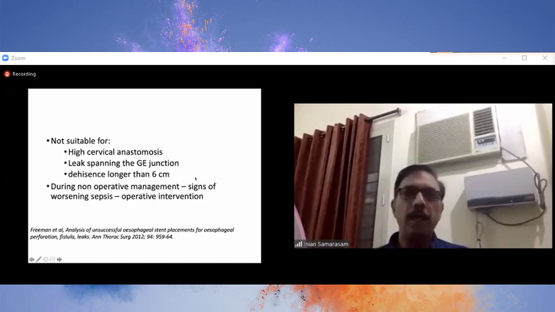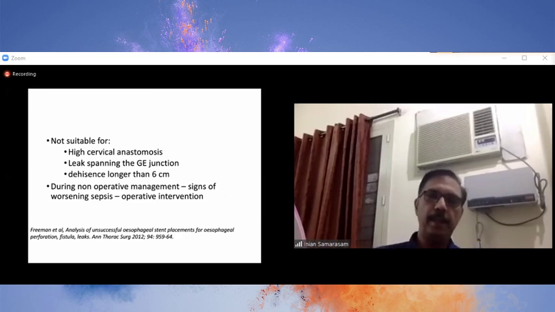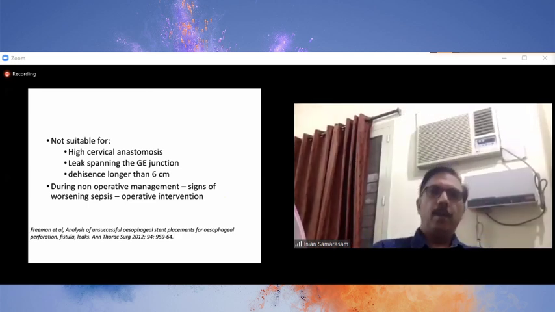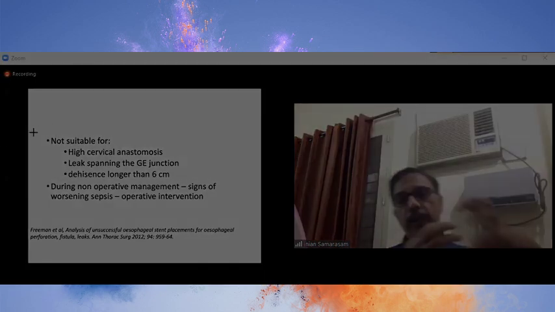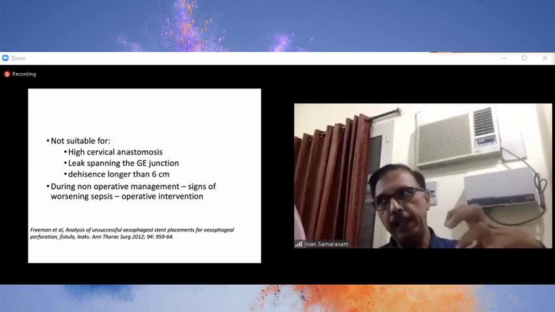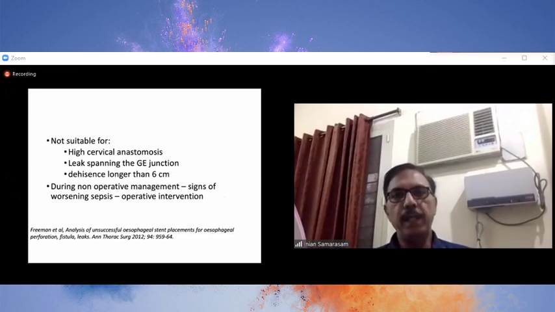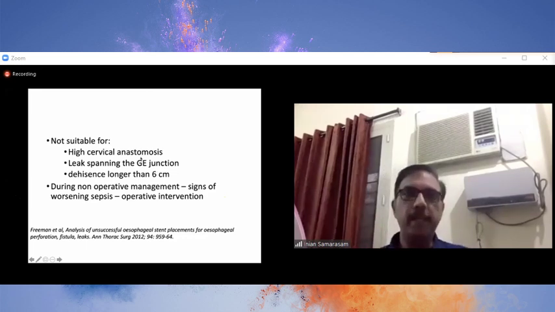So you can't do this for all places. It's not suitable for a very high cervical anastomosis, because if it's too high, if it is near the cricopharynx, then the patient may not tolerate a stent. They may cough. Or if it's a leak spanning the GE junction. If it is in the esophagus, it is easy, it stays there. Whereas if it is into the stomach, or into a sleeve of the stomach, then they can migrate.